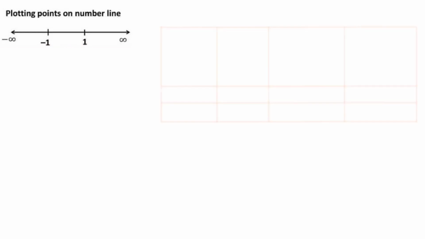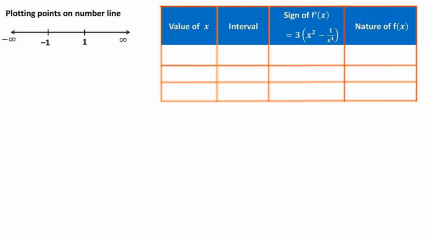Next we shall plot these critical points on the number line. Minus 1 and 1 are our critical points, and one extreme end is minus infinity, another one is plus infinity. So now let's make a table. In that, first the value of x, next the interval which we are taking, then the sign of f dash x. Here calculation is not necessary, only the sign is necessary. And by seeing the sign of f dash x, we can find out the nature of f of x.